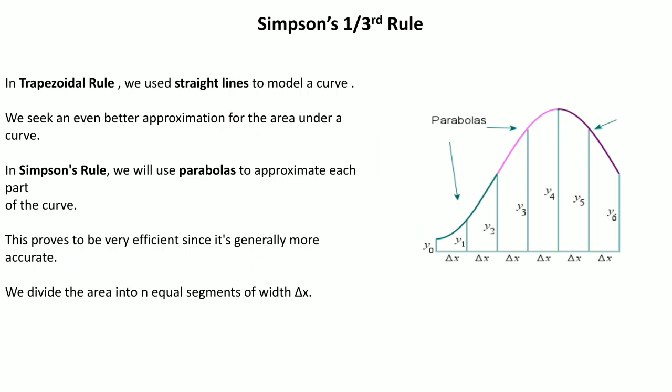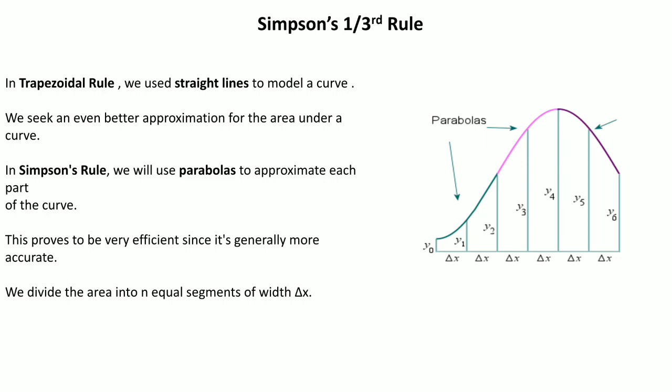Now previously in trapezoidal rule we used straight lines to model a curve. A curve y is equal to f(x) was given to you. We had used straight lines to model a curve, but in Simpson's 1/3 rule, or in Simpson's rule, we are going to use a parabola to approximate each part of the curve. This method is very efficient and it's generally more accurate.